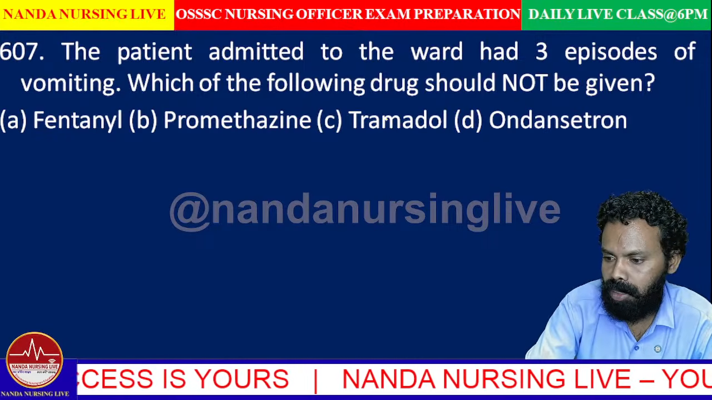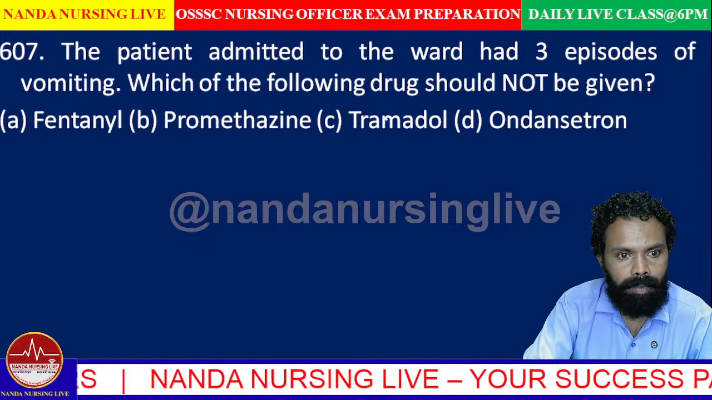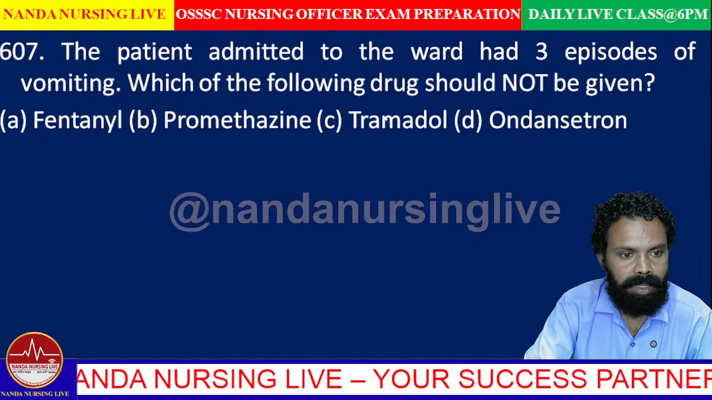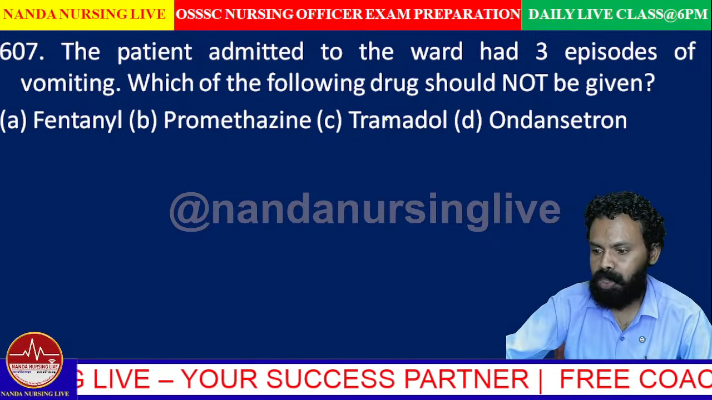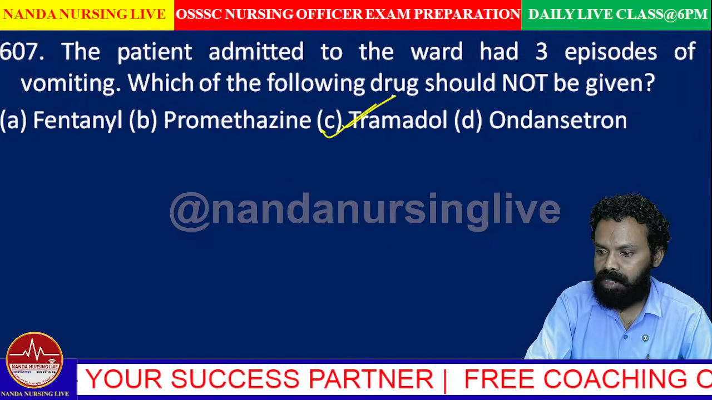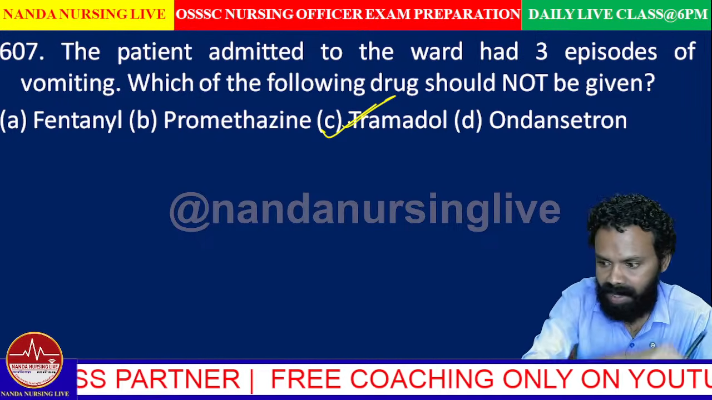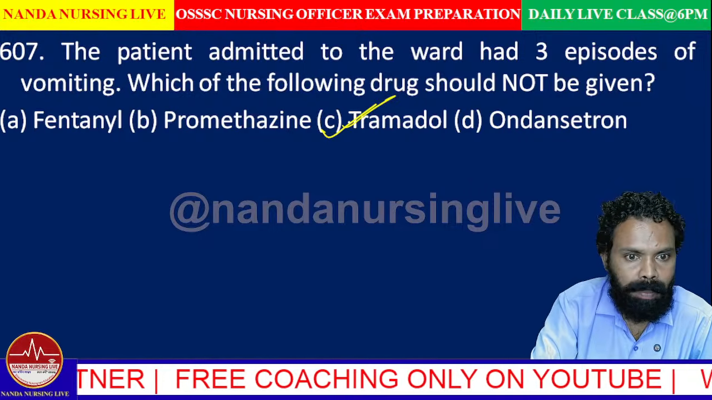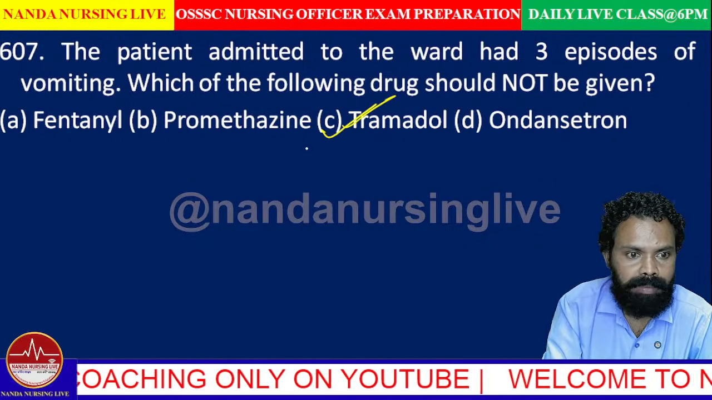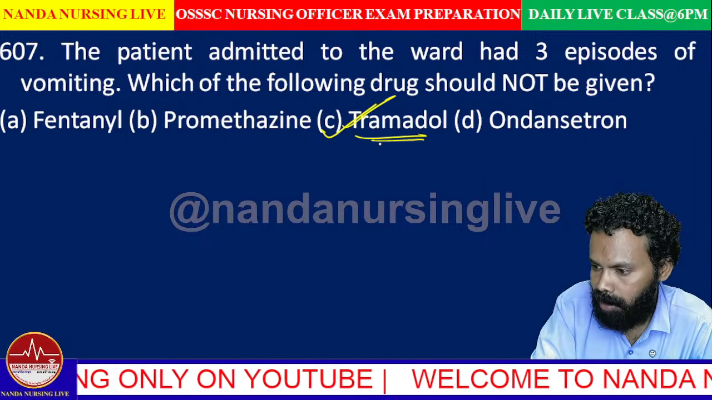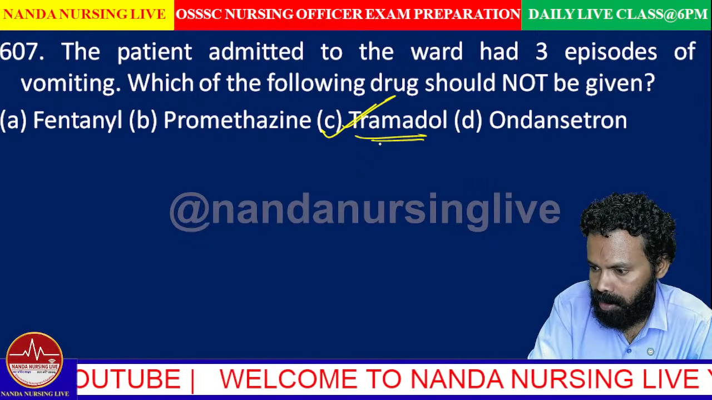Next question number 607. The patient admitted to the ward had 3 episodes of vomiting. Which of the following drugs should not be given? Option A fentanyl, option B promethazine, option C tramadol, option D ondansetron. So which option is the correct answer? So correct answer is option C tramadol. Tramadol is an opioid analgesic, right. Tramadol causes nausea and vomiting, right.